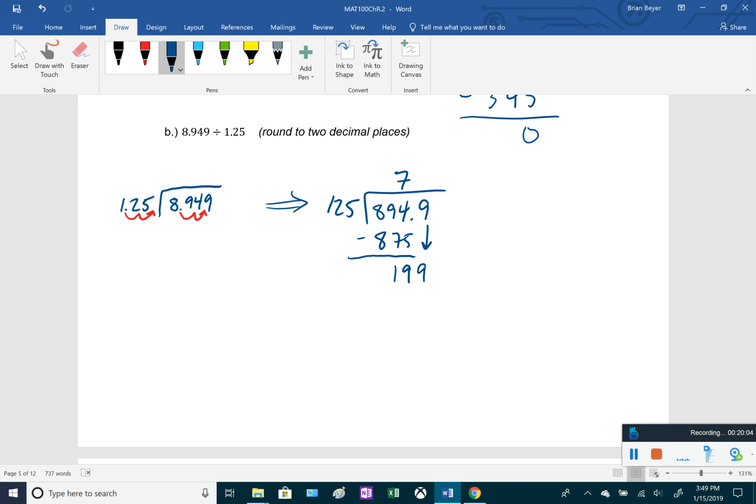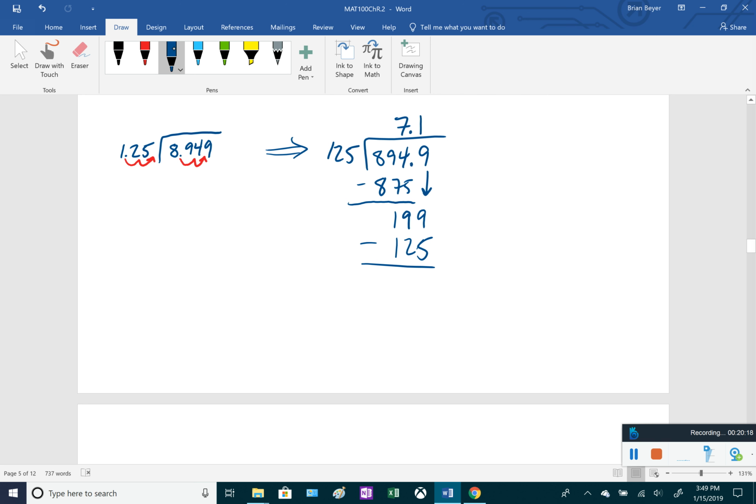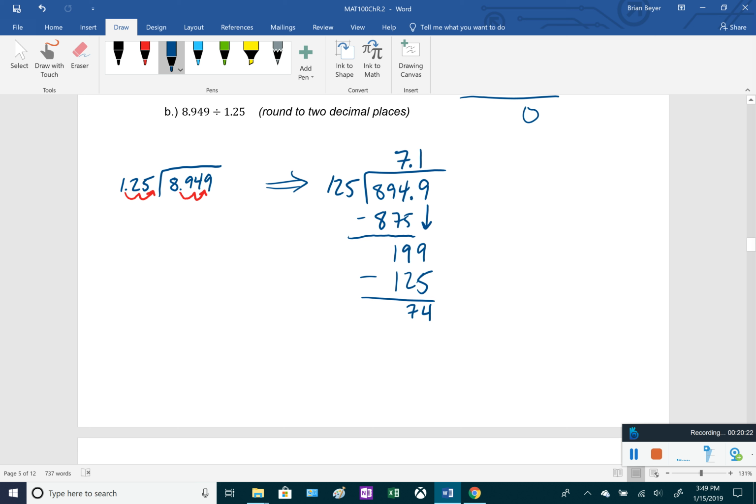125 goes into 199 once, so we have to bring that decimal place straight up. 1 times 125 is 125. And we subtract. We get 74. Okay, so we're rounding this to 2 decimal places, so we're not done yet. We actually have to keep going, and the way that we keep going is by throwing a 0 at the end here, because that doesn't really change anything, right? So we bring down this 0.